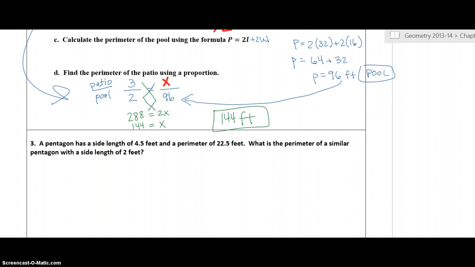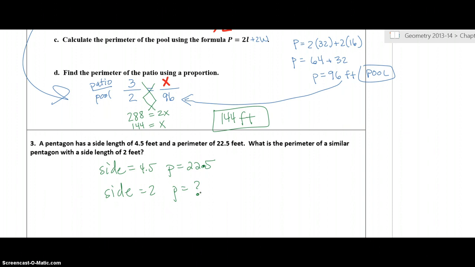Okay, last one. A pentagon, how many sides does that have? 5. A pentagon has a side length of 4.5 feet and a perimeter of 22.5 feet. What is the perimeter of a similar polygon with a side length of 2 feet? So we have 2 similar pentagons. Okay? And we know that the side length of one of them is 4.5 and the perimeter is 22.5. It says, what is the perimeter of a similar pentagon with 2 feet side lengths? So this one has a side of 2 and a perimeter which we do not know.